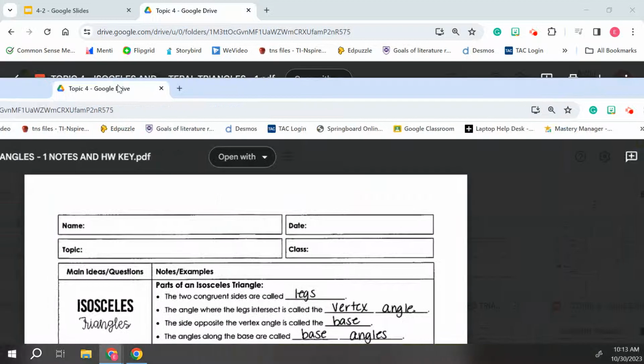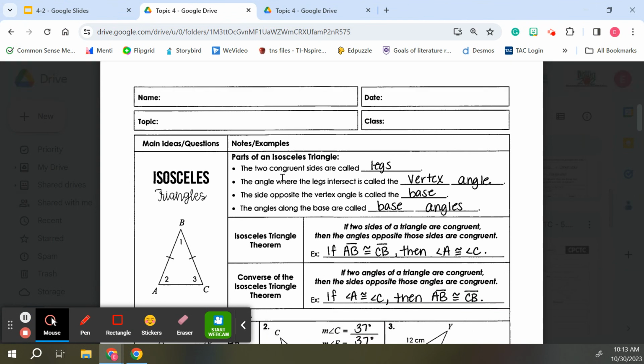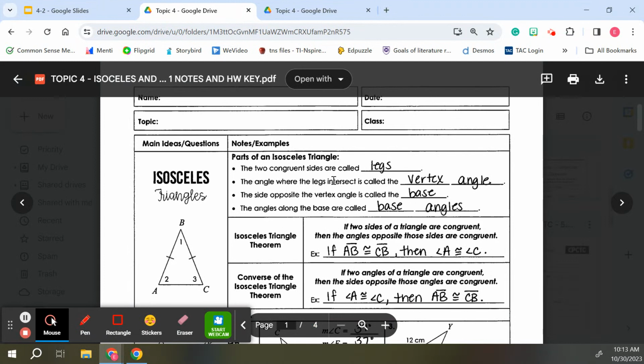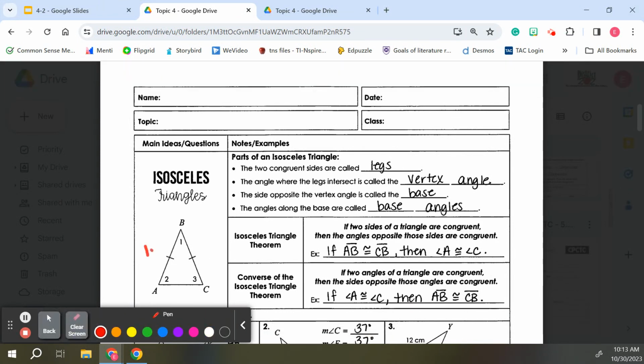All right, so the first thing we're going to do is take a look at this first part, these main ideas. So let's first talk about isosceles triangles. It says the two congruent sides are called legs. So if we were going to mark this, this would be a leg, and this guy would be a leg.